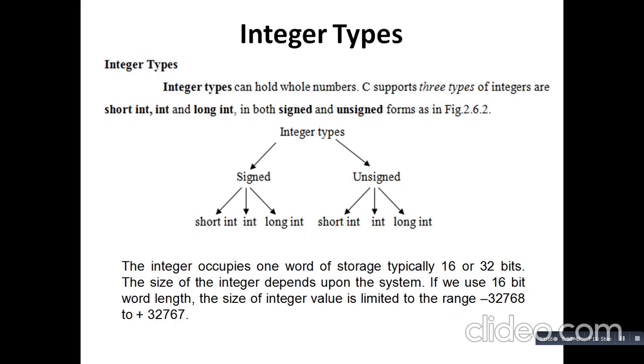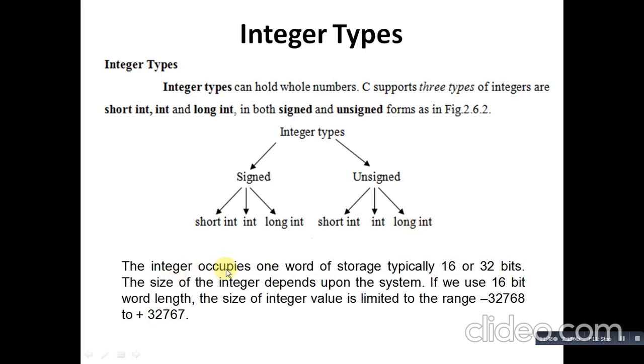Integer types can hold whole numbers. C supports three types of integers. Those are short int, int, and long int, in both signed and unsigned forms. In this figure, you can understand that integer types are of two kinds. Either we can declare them in a signed manner or in an unsigned manner. So short int, int, long int, and the unsigned short int, int, and long int.